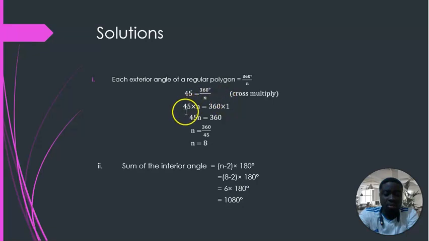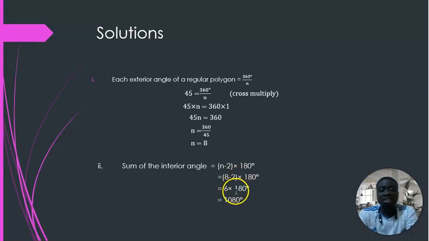So we multiply by n, then 360 multiply by 1. We divide through, n is equal to 360 over 45, then n is equal to 8. So now you are able to calculate the value of n to be 8. Now the second question says, find the sum of the interior angles. If you recall, the sum of interior angles formula is given by n minus 2 times 180 degrees. Now you know n to be 8, so we put it there. So 8 minus 2 times 180 degrees. 8 minus 2 is 6. So 6 times 180 degrees gives 1080 degrees.